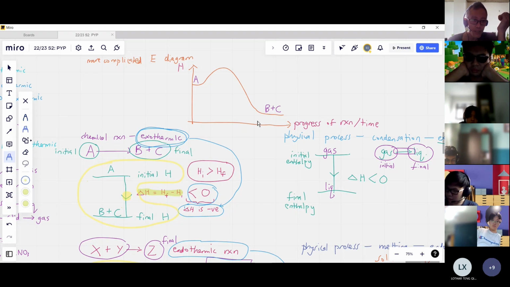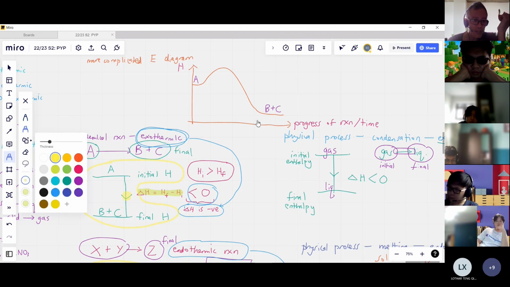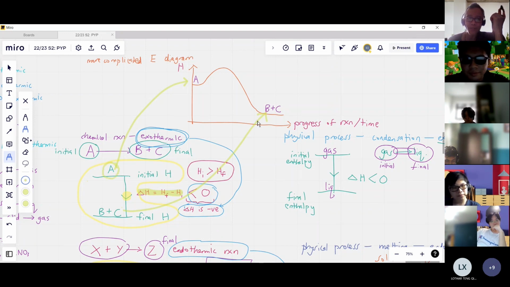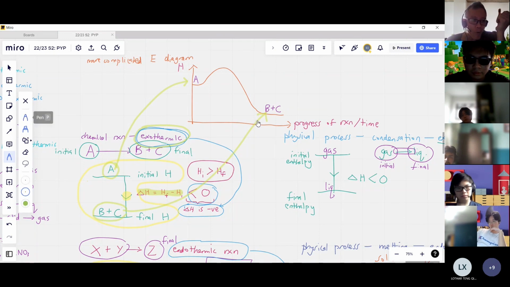Hopefully you notice A corresponds to A here. B and C correspond to B and C there. And you notice A is always above B and C because this is an exothermic reaction. Okay, what else? We are not done yet. You have to add in some more labels.